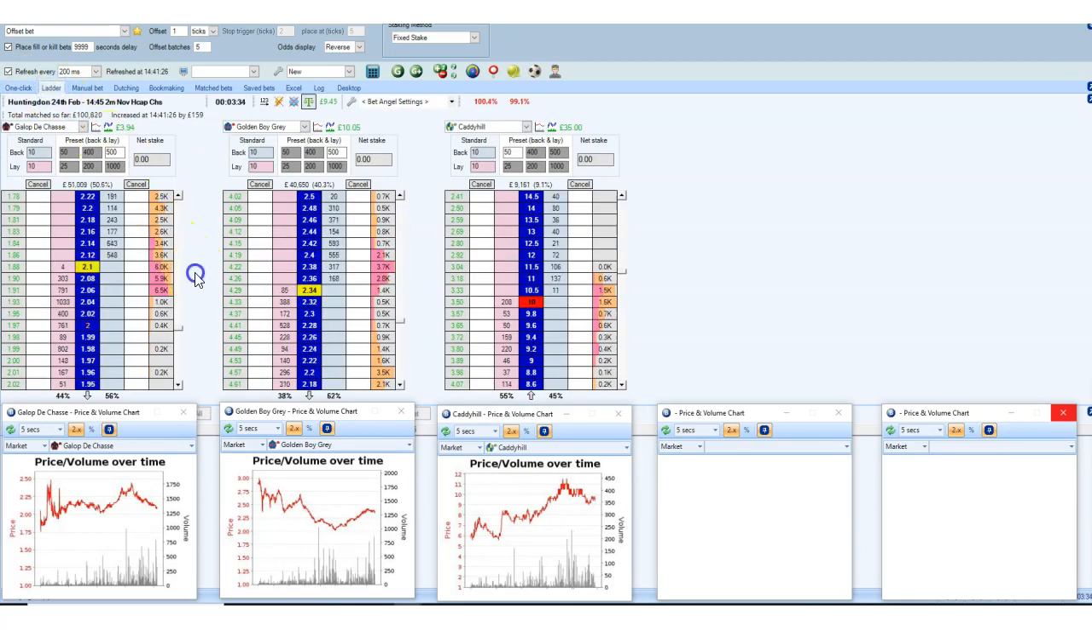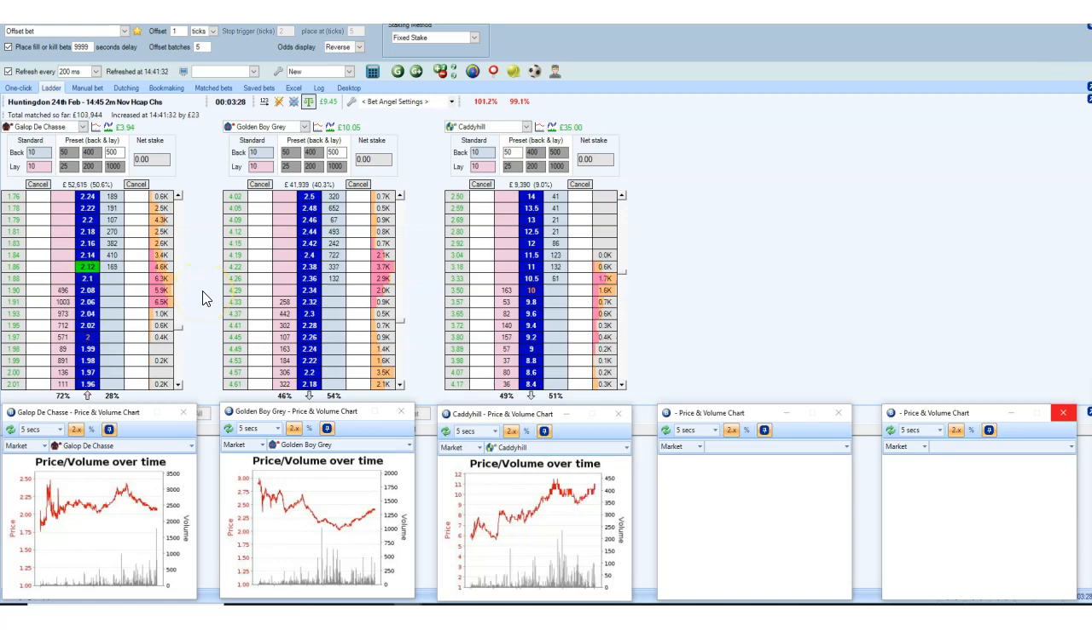position. So you can see now I've got a free trade on all horses: £35 on Caddy Hill, £10 on Golden Boy Grey, and £4 on the favourite. At this point here, you know, I'm sitting quite nicely, right? I've got a £9 profit if I green up across the board. And now I'm going to sit here and just wait for an opportunity. I'm looking for a big drift. I'm looking for something.